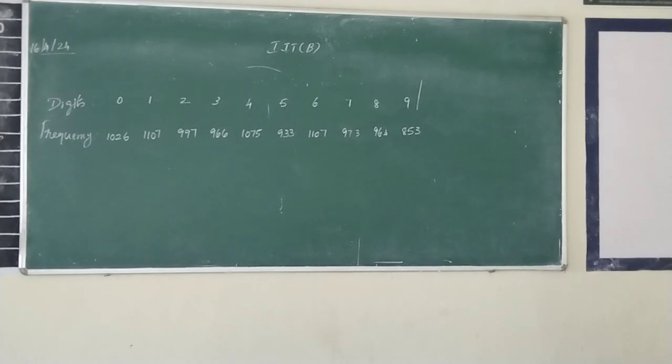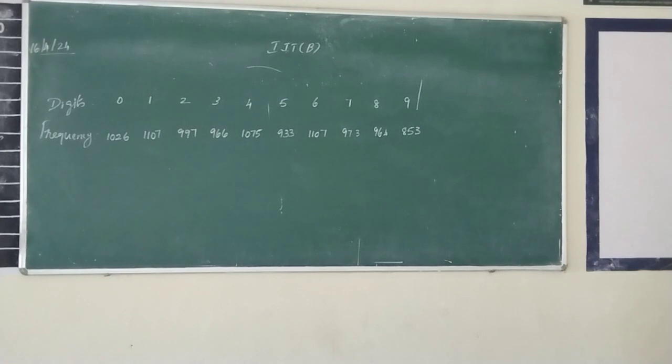Okay, what is the expected value for digit 0? 1,000. For number 1? 1,000. For all the 10 numbers, what is the expected value? 1,000. So it is constant for all the digits. It will not vary. Okay. Now you know O as well as E.